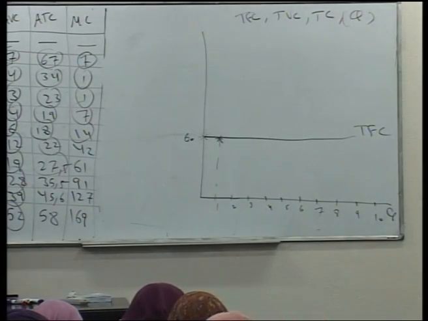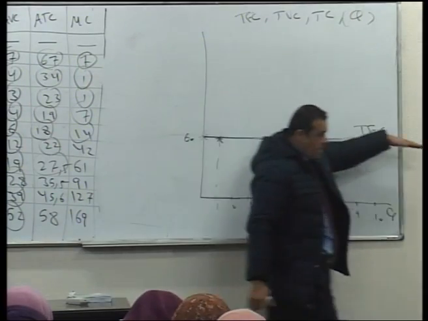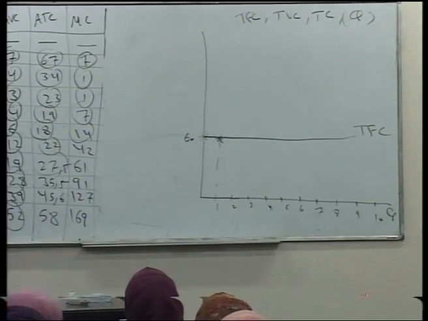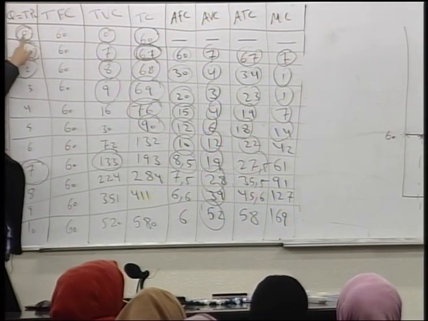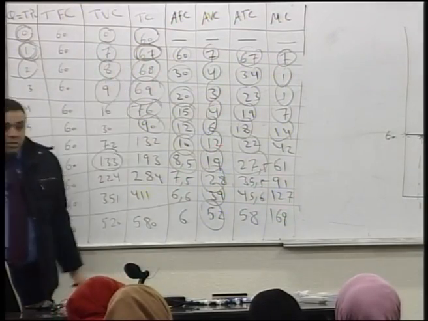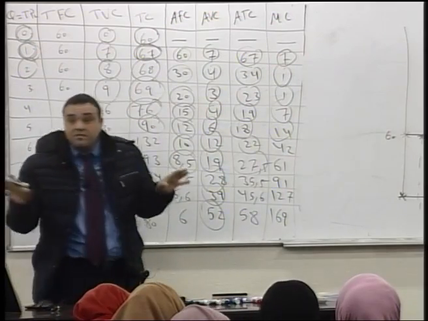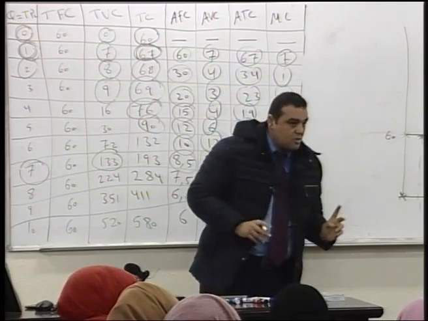Okay? What about the total cost? Quantity and total cost. So here the total fixed cost will be a straight line, horizontal line, right? What about the quantity and total variable cost? When Q equals 0, total variable cost equals 0 as well. This is the total variable cost. We are gonna derive and draw the total variable cost.